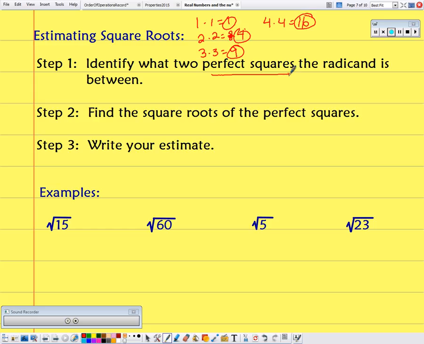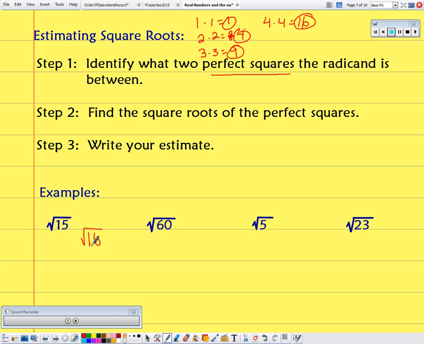Okay? So to estimate square roots, because they're not all perfect, you need to first identify the 2 perfect squares the radicand, that's the number underneath the square root symbol, is between. So, for example, the square root of 15. 15 is between 16.